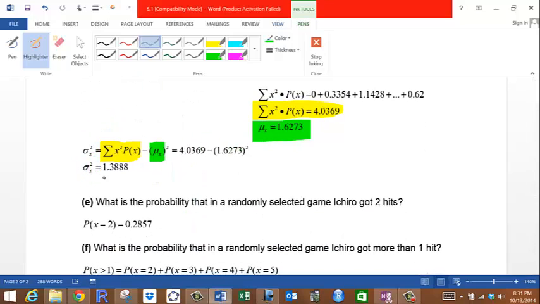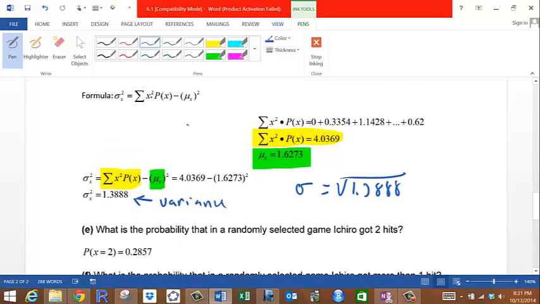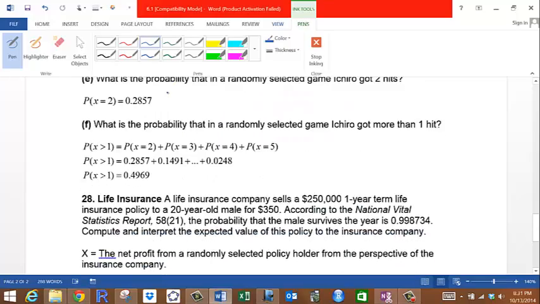and then we take the difference there, and we get this number here, which is called the variance. How many of you remember how to get the standard deviation? Yeah, we just take the square root of the variance. So the standard deviation is the square root of this, 1.3888. Okay? And that's all there is. And that's the main thing I want to show you here for 6.1, just how to find the mean and the standard deviation of a probability distribution.